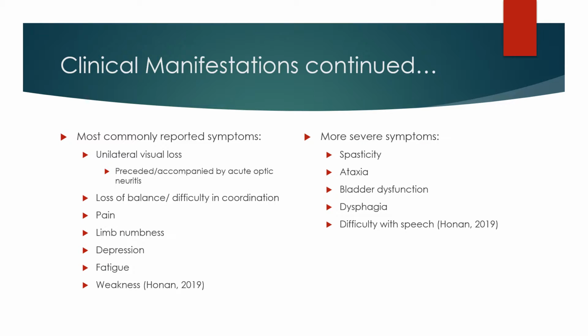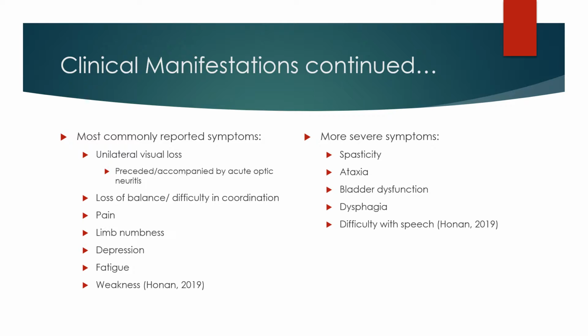Most commonly reported symptoms include unilateral visual loss, loss of balance, and difficulty with coordination, pain, limb numbness, especially in the legs, depression, fatigue that is typically worse in the afternoon hours, and general weakness. Both pain and fatigue can be socially isolating symptoms for the patient with MS, so it is important to keep your patient's emotional well-being in mind. There are many additional sensory manifestations of MS, which include paresthesias, dysesthesias, which is unpleasant or abnormal sense of touch, and a loss of proprioception or directional balance.